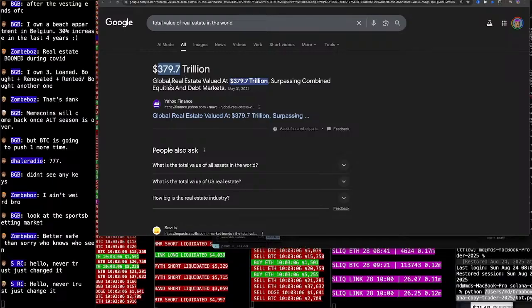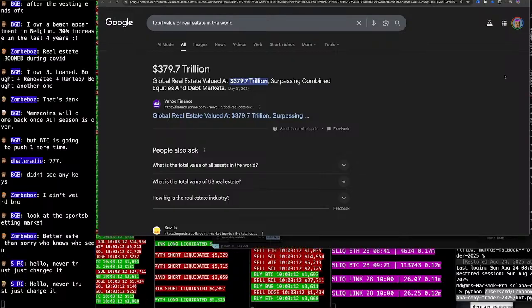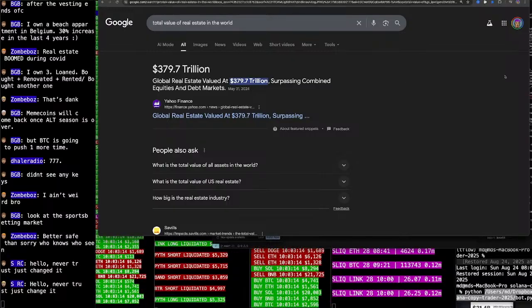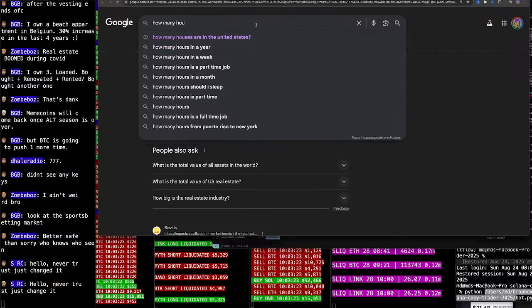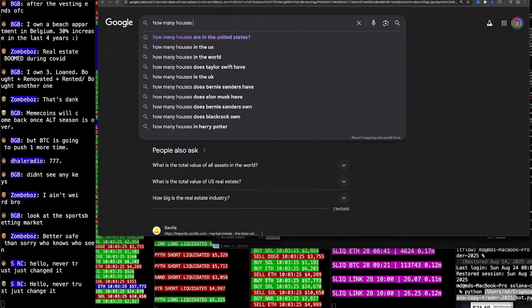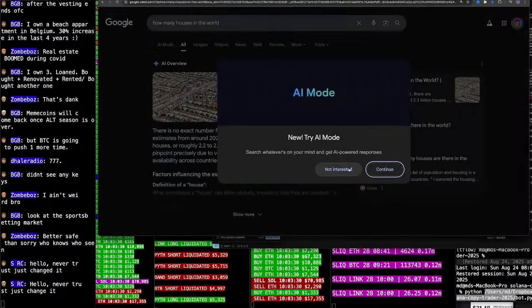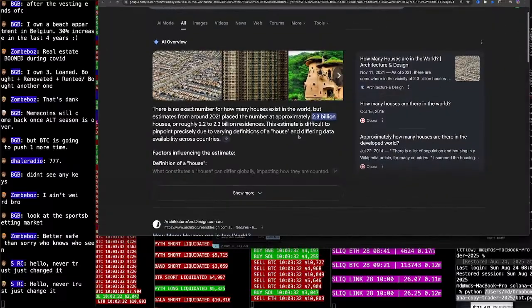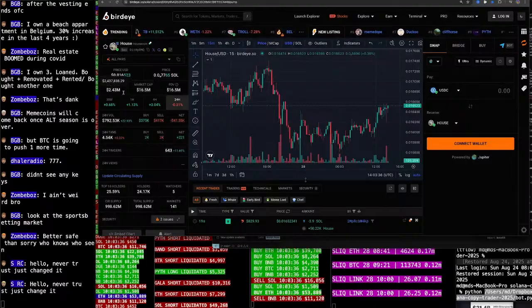But this is the real estate value. And it's actually not possible for each homeowner to own one house coin. They can own half a house coin maximum, if you do the math. Because how many houses are in the world? 2.3 billion houses are in the world, but there's only a billion house coin.